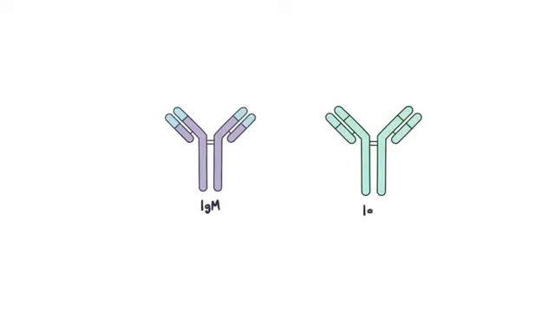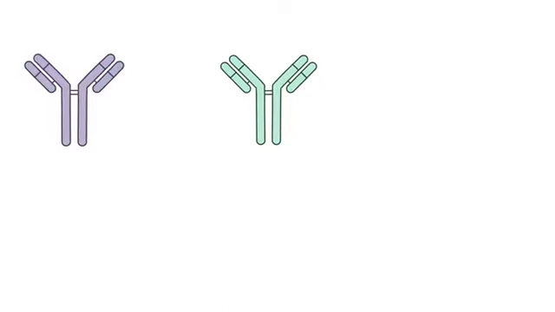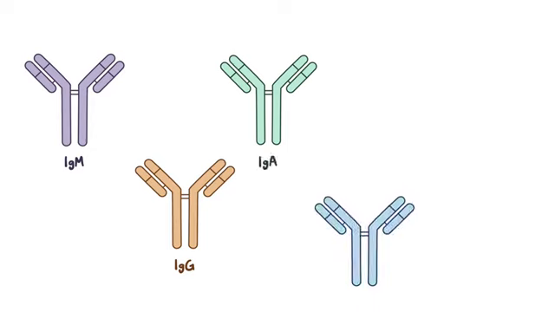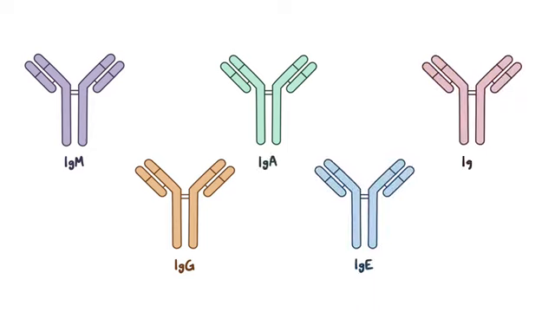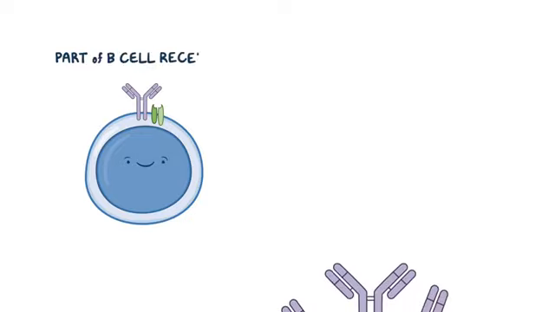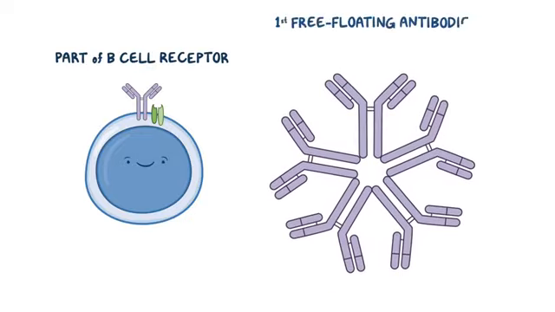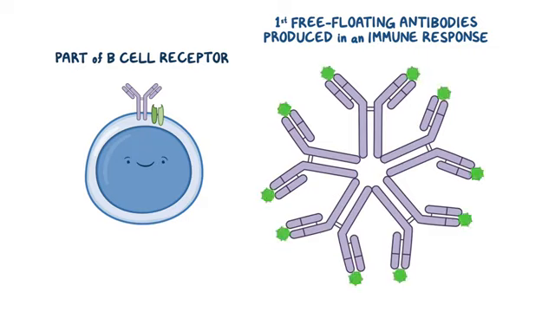But IgM and IgA constant regions are different. There are 5 classes of antibodies in total: IgM, IgG, IgA, IgE, and IgD class antibodies. And each one has a slightly different job. For example, IgMs are part of B cell receptors, and are the first free-floating antibodies produced in an immune response. They're secreted as a pentamer, meaning there are 5 antibodies connected together, which provides a ton of binding sites for grabbing antigens and taking them out of the blood.